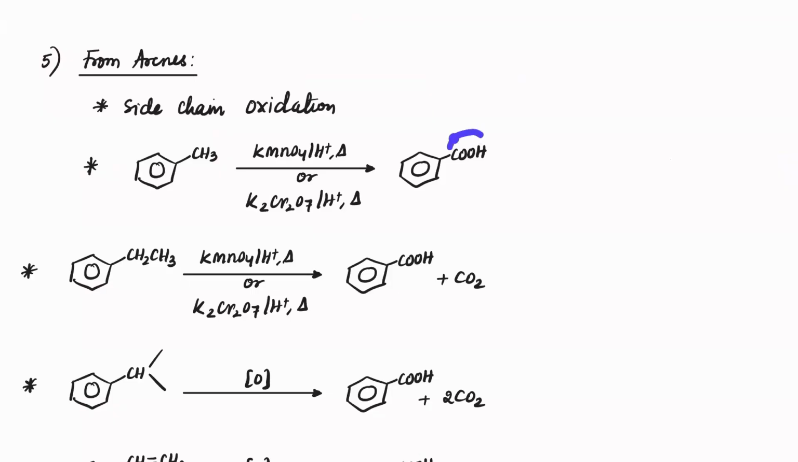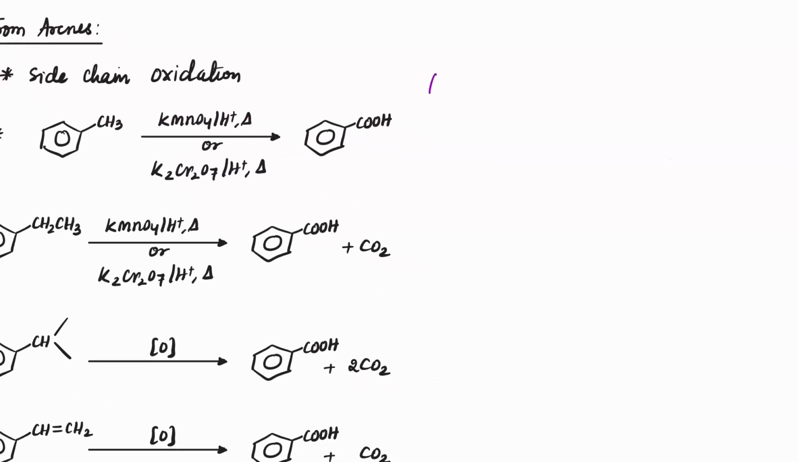If I want to get carboxylic acid on benzene, we have to go through side chain oxidation. We can use KMnO4, K2Cr2O7 either in acidic medium or basic medium. I mean, not K2Cr2O7, we can use KMnO4 in basic medium also. The requirement is we must have at least one alpha hydrogen for sp3 carbons.